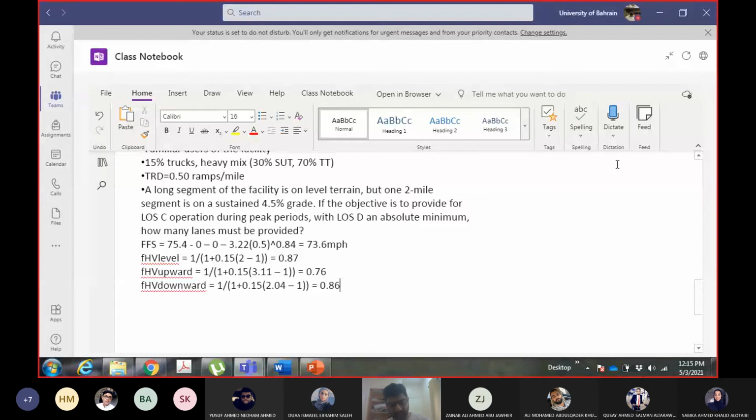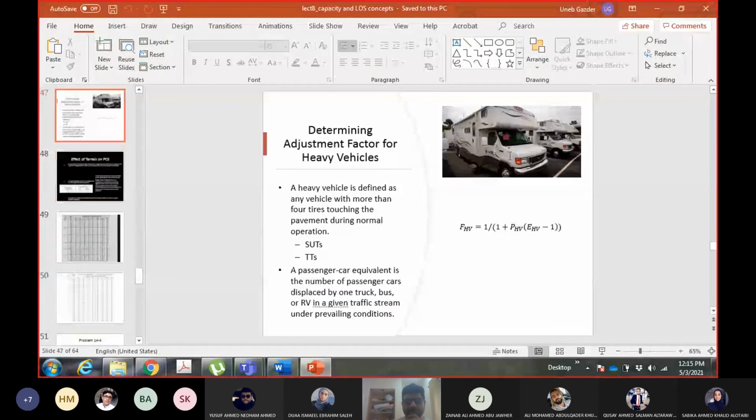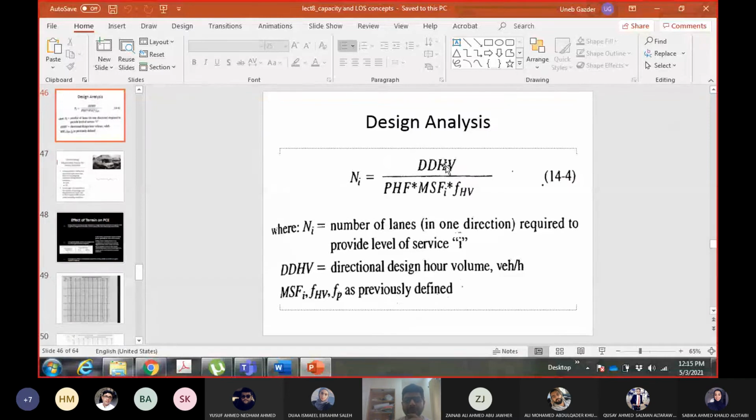Now I will show you the equation for calculating the number of lanes. DDHV is given in the question. The peak hour factor is given in the question. FHV, you calculate for the three conditions. Now I need the maximum service flow rate. MSF means maximum service flow rate. I need to find the maximum service flow rate for level of service C and D. C is what we want and D is the minimum.